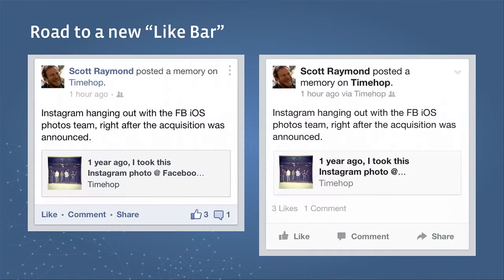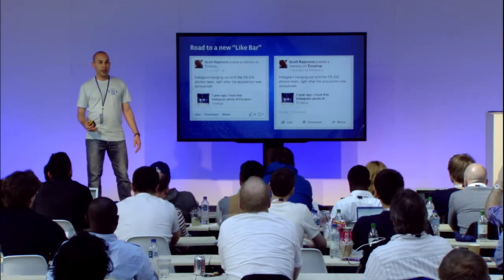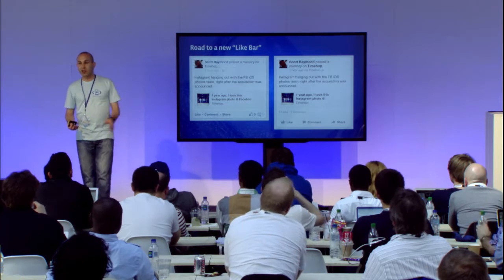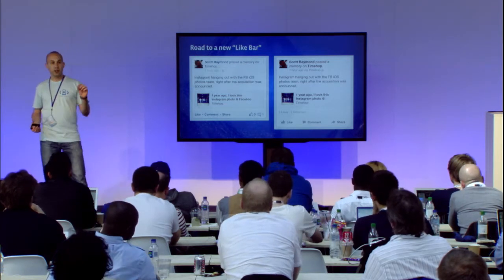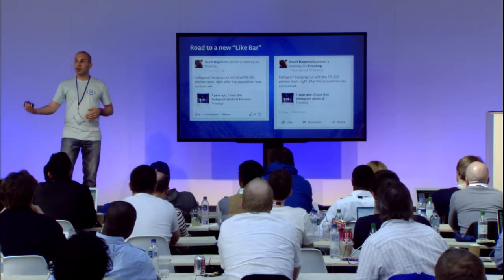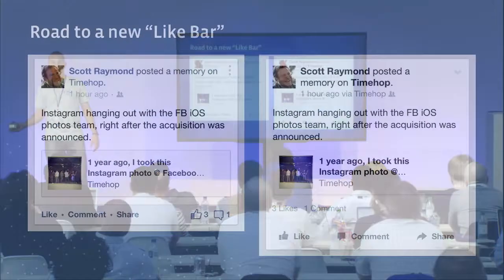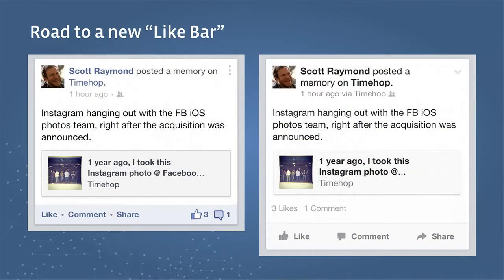One place where this saved our butt was the new like bar. If you remember our old version of the app, it's what you see on the left. It has like, comment, and share in little text that you can tap to like, comment, and share. And the design team came up with something that was a lot prettier. In fact, they tried it out on the mobile web first and found that a lot of people were engaging with it much more frequently. So the result then is what you see on the right.